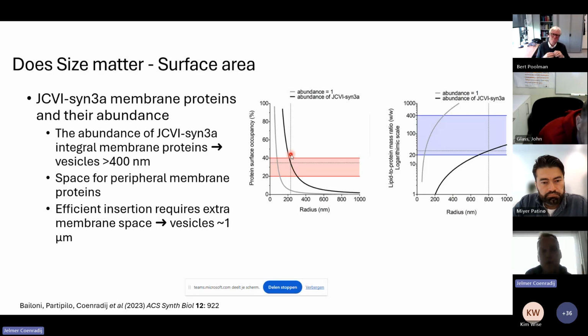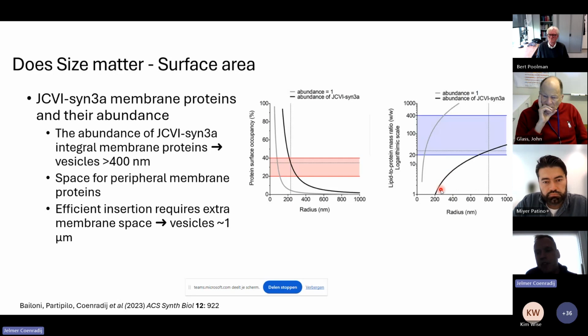What we also did is to convert this graph. Instead of plotting the surface occupancy, we plotted the lipid to protein mass ratio, basically how much lipid per protein we have. The blue area represents our current technical possibilities, what we can technically achieve in the lab. If we want to reconstitute the membrane proteome of the JCVI inside our vesicle system, we would need a vesicle with a radius of at least 800 nanometer. Of course, you also need some space for the peripheral membrane proteins and some free floating lipids. So in the end, we would need a vesicle of at least 1 micrometer.